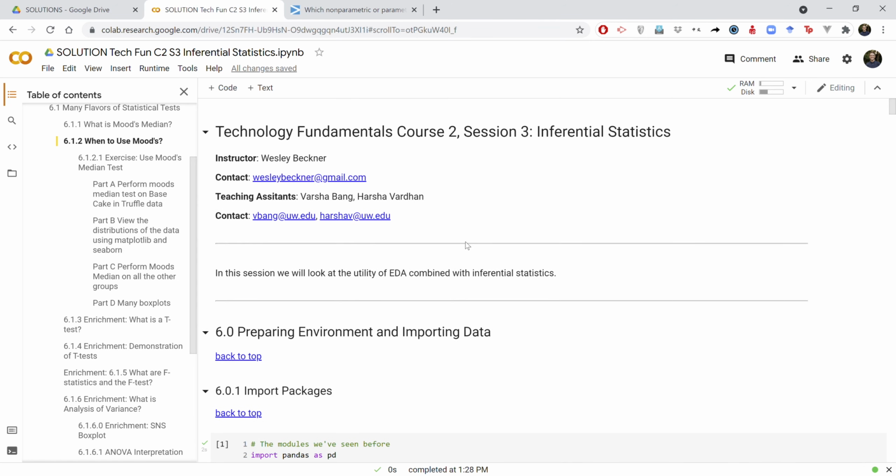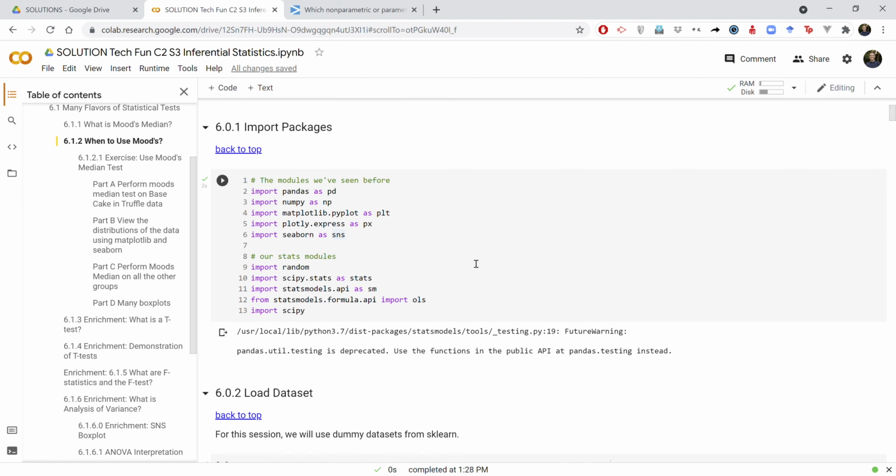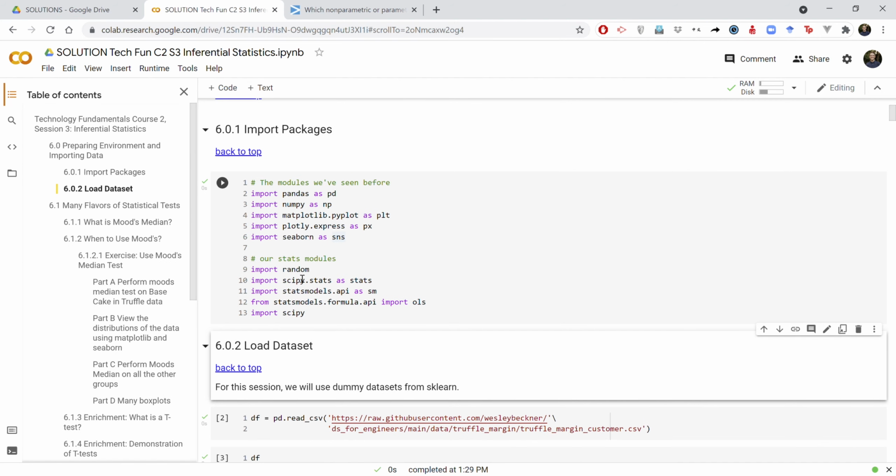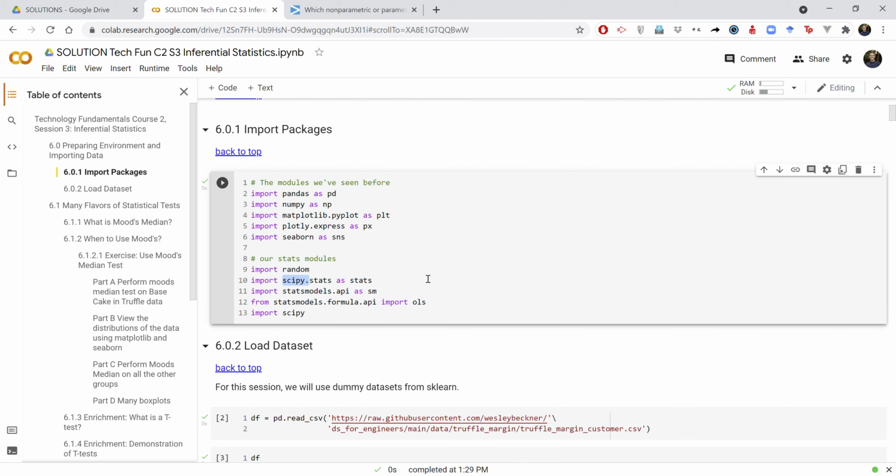Right, hello and welcome. This is Course 2 in Technology Fundamentals, Session 3 on Inferential Statistics. In this session, we will look at the utility of exploratory data analysis combined with inferential statistics. Importing some modules we've seen before, our workhorse today will be the SciPy module.